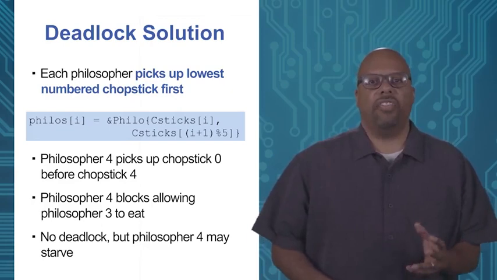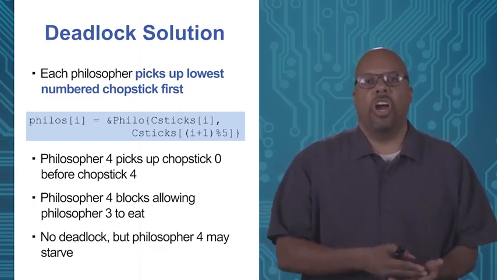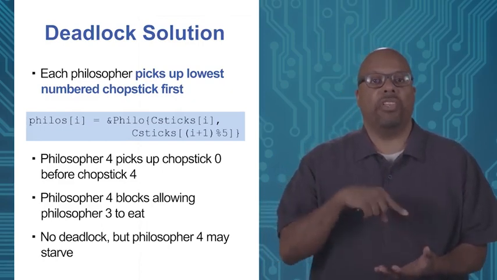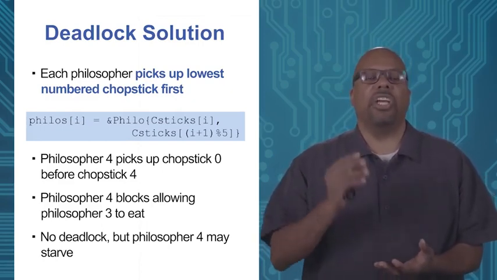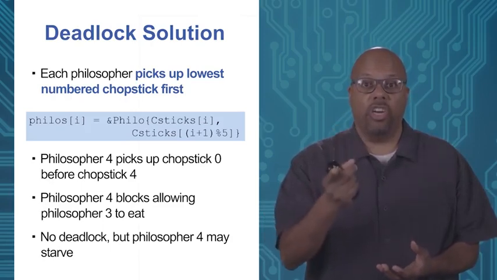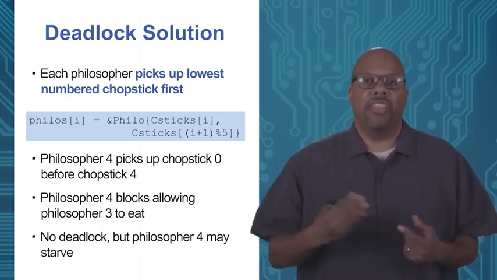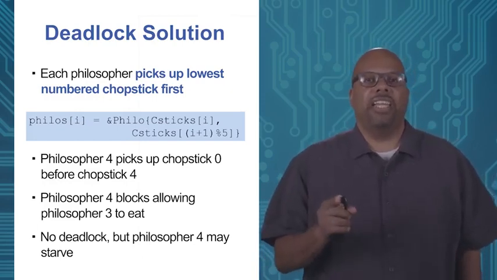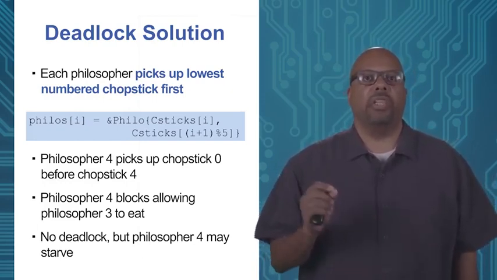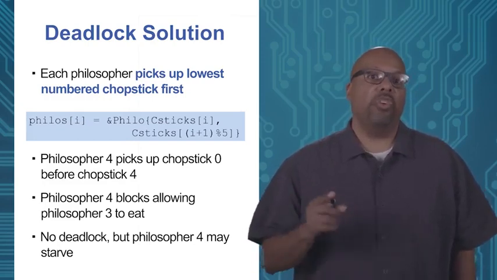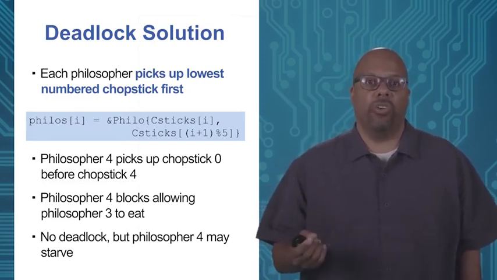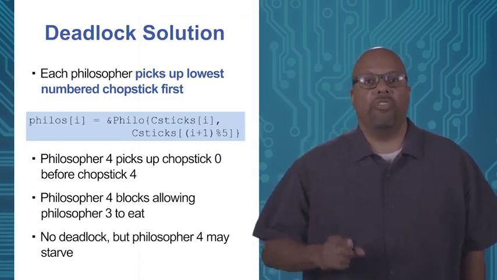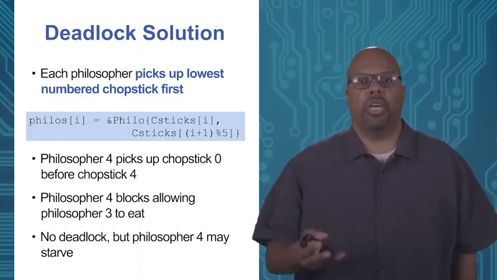Philosopher 4, on his left, has chopstick 4. On his right, he has chopstick 0. According to our code, 4 would pick up chopstick 4 first, and then pick up chopstick 0. So the code that we have violates this rule that I have in red, picking up the lowest numbered chopstick first. If you change the ordering so it always picks up the lowest chopstick first, then philosopher 4 would pick up chopstick 0 before chopstick 4.